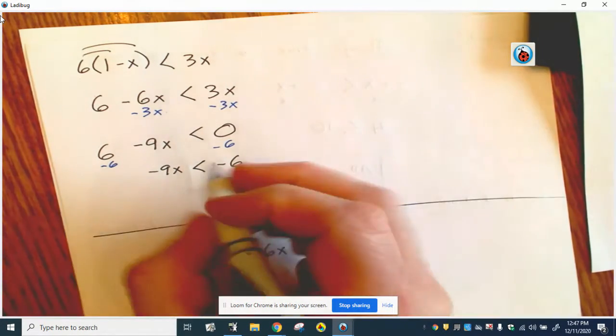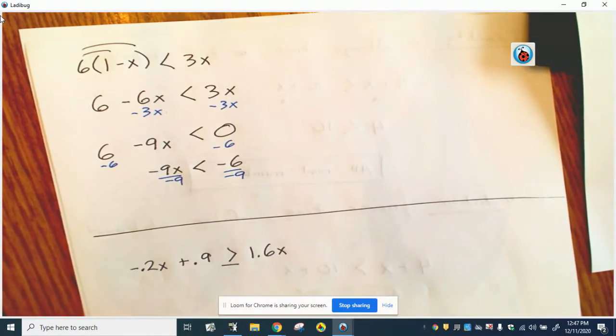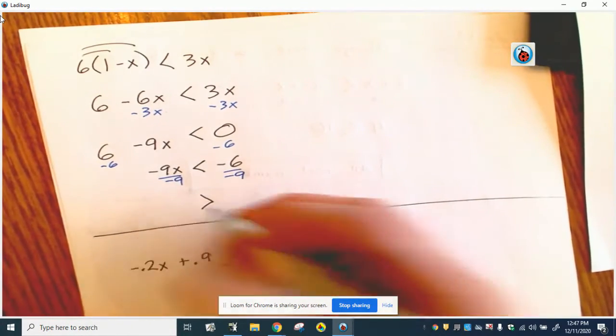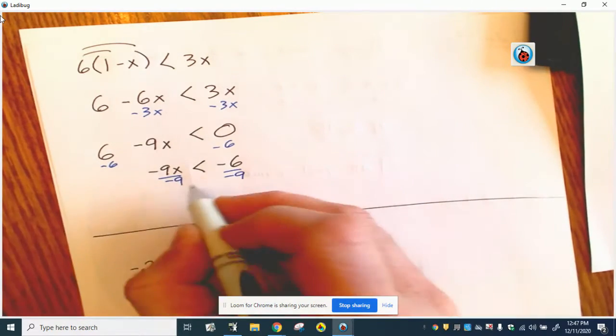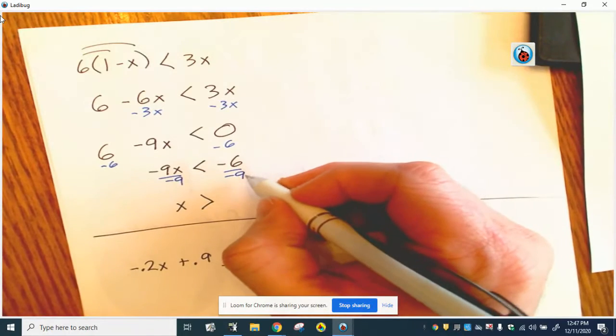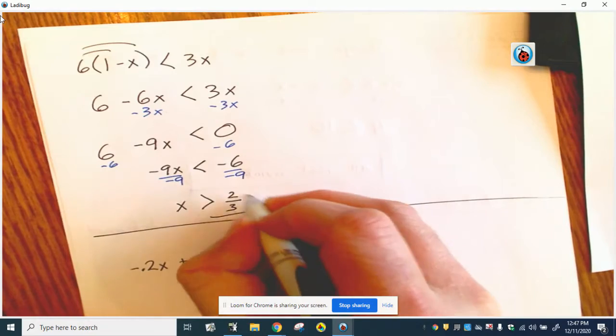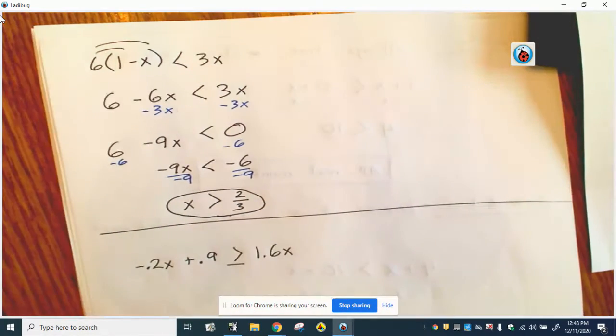Now this step, when I divide by negative 9, yes, I'm dividing by a negative. Now I have to flip that sign over. Okay? Over here I'd have x. The negatives would cancel. 6 over 9 would reduce by 3 to 2 over 3. So your answer would be x is greater than 2 over 3.